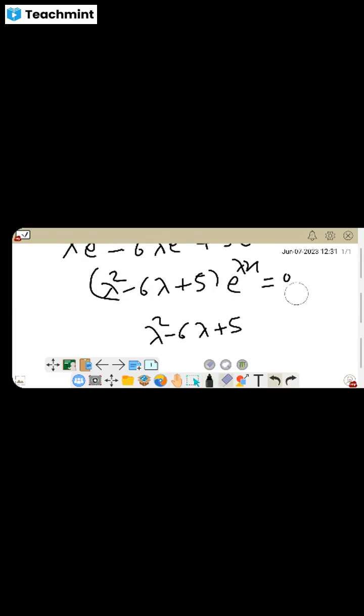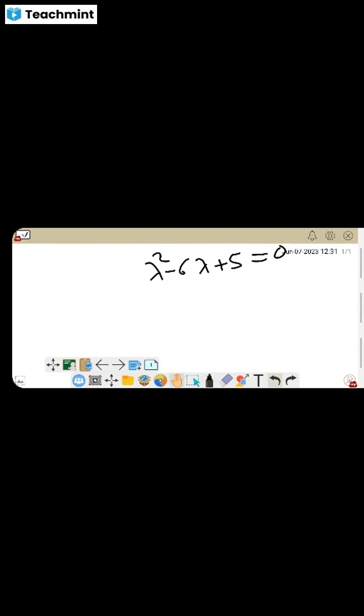Get this point? Yes, ma'am. So we can solve now by splitting the middle term. You know that? Yes, ma'am. So let's do lambda square minus 5 lambda minus lambda plus 5 is equal to 0.